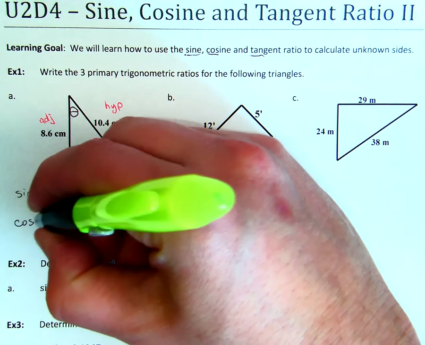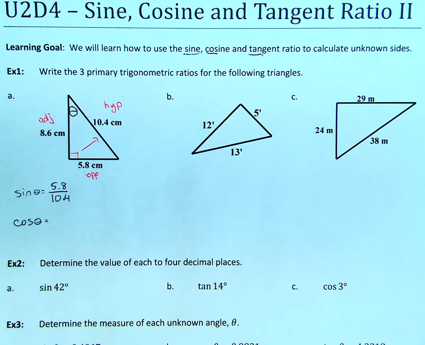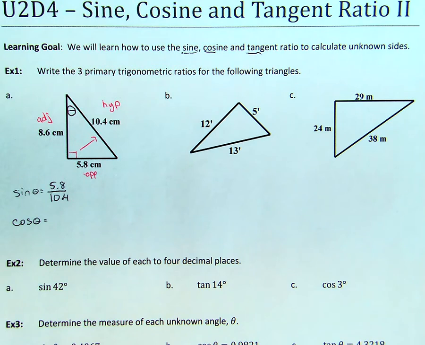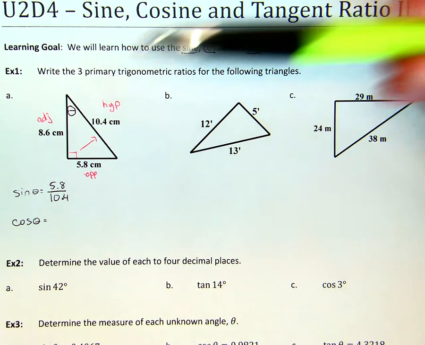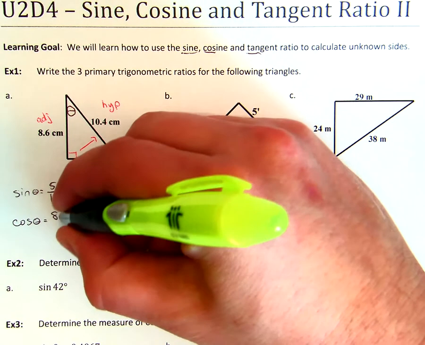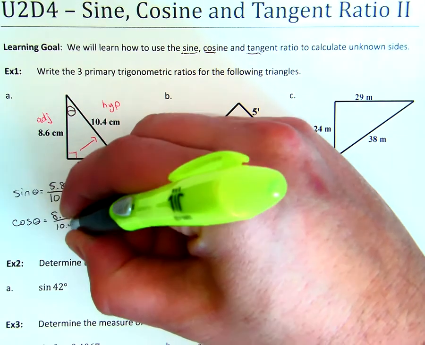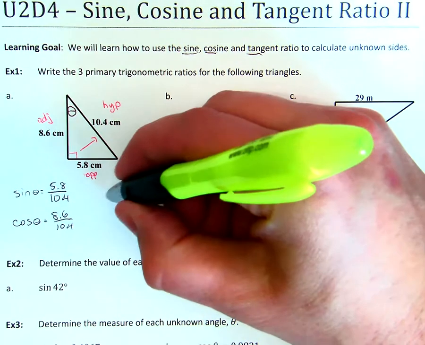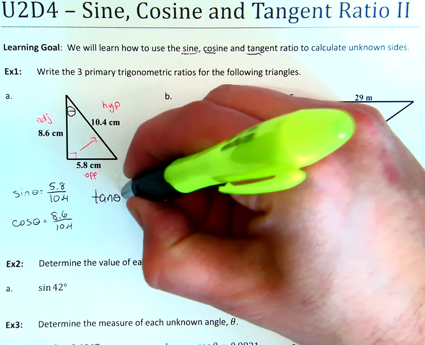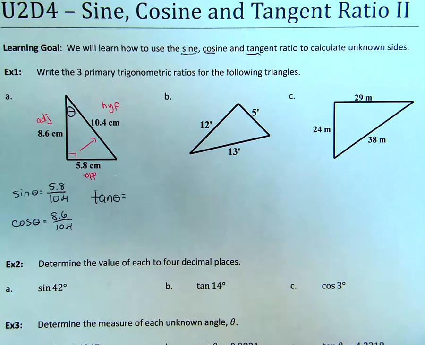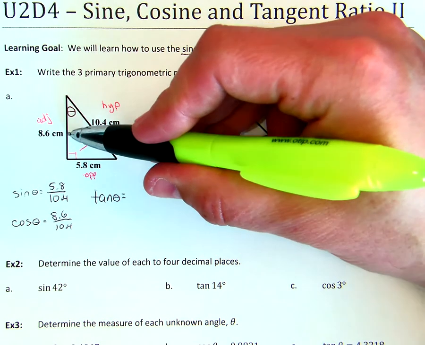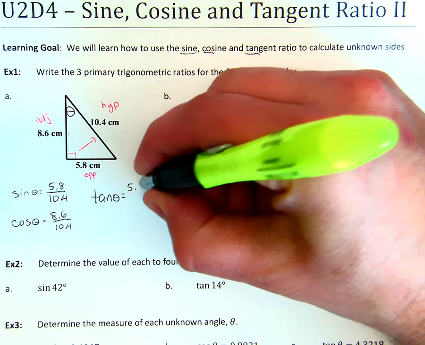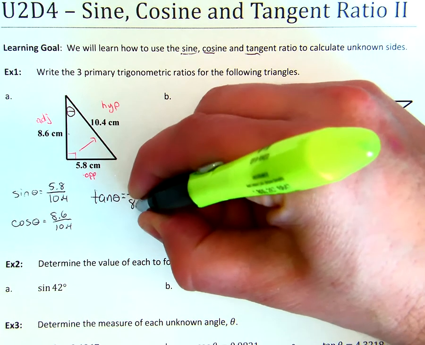We do the same thing for cos. So cos theta off the chart is adjacent over hypotenuse, so adjacent is 8.6, hypotenuse is 10.4, so we're going to have 8.6 over 10.4. And then the last one is tan, and tan is opposite over adjacent, so it would be 5.8 over 8.6. And those are our three ratios.